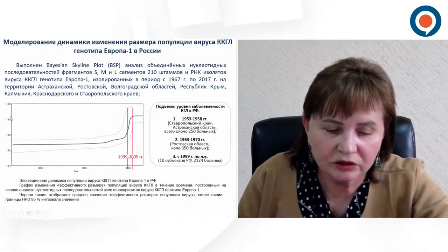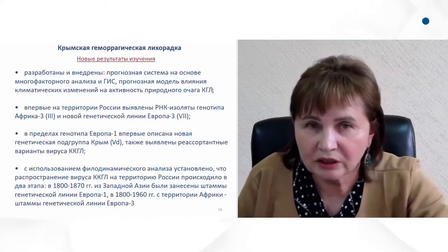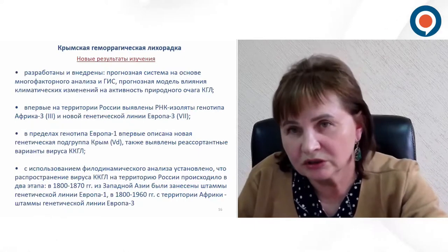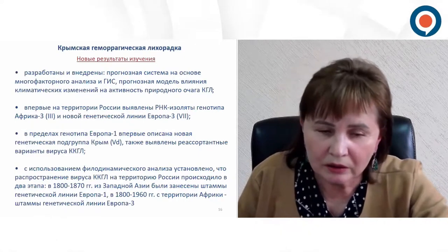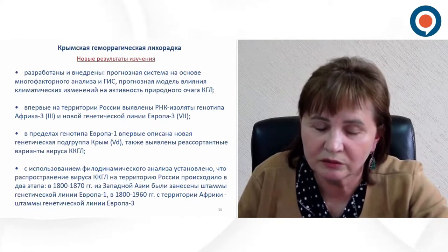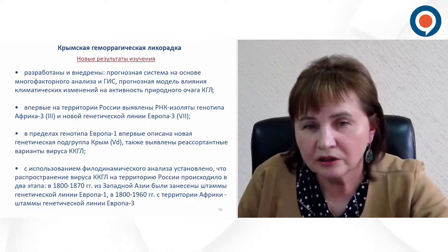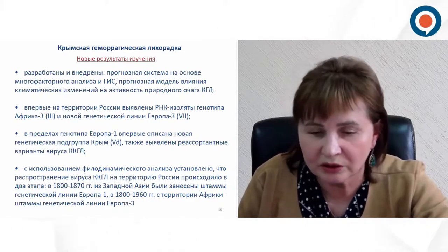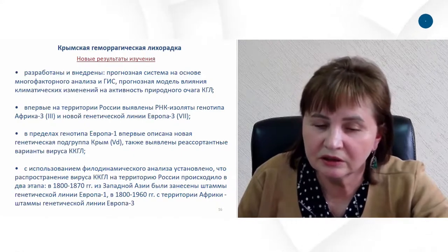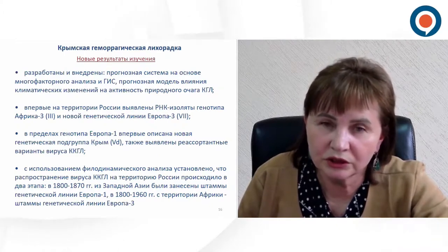And at the same time, we can state that there is the possibility of Crimean hemorrhagic fever to be registered further in Russia. So, at the end of the day, we may state that we now have a significant betterment in the geo-informative systems and forecasts. We've studied the strains of the virus in different genetic lines, and we've managed to describe new genetic subgroups. We have the description of reassortant variants of the virus. We now know the speed of evolution, the age of genotype, and the sources of the strain that is circulating on the territory of Russia.